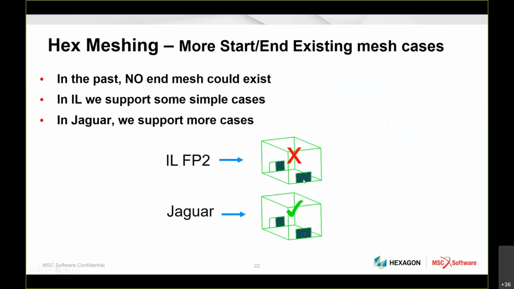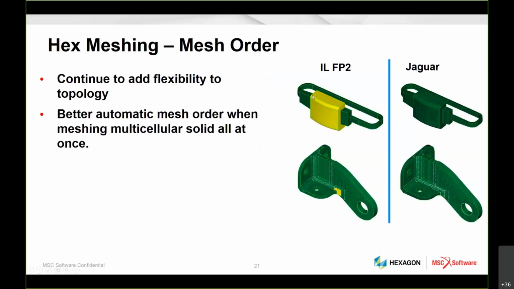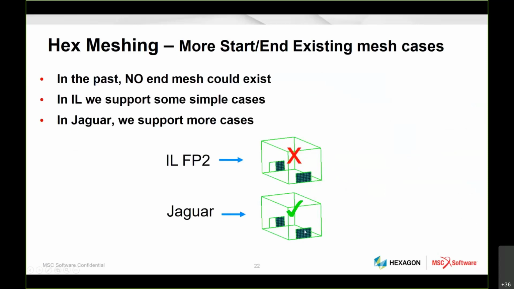We also added the start and end meshes. Sometimes you have this circular case, like in this example here, but there's no way you can mesh this without having some solid somewhere that has mesh on the start and the end. We increased the number of cases where we recognize the pattern between start and end. That will work. So on FP2, you couldn't do this. You have a mesh part over here and a mesh part over here. It wouldn't work, and now we can do that. So it's more flexible.